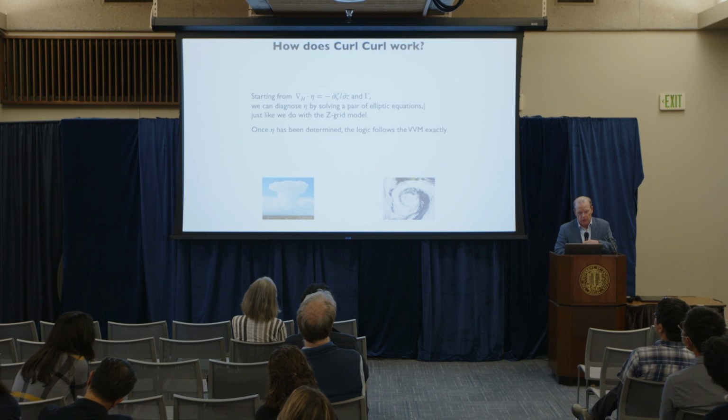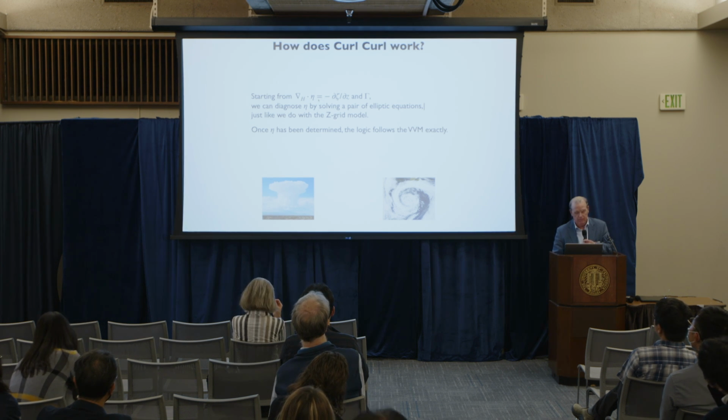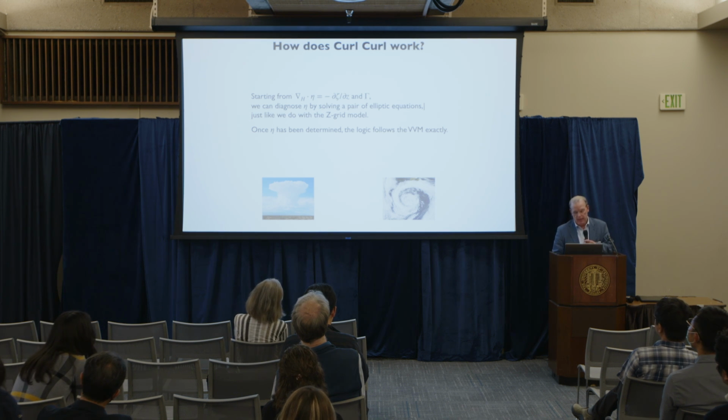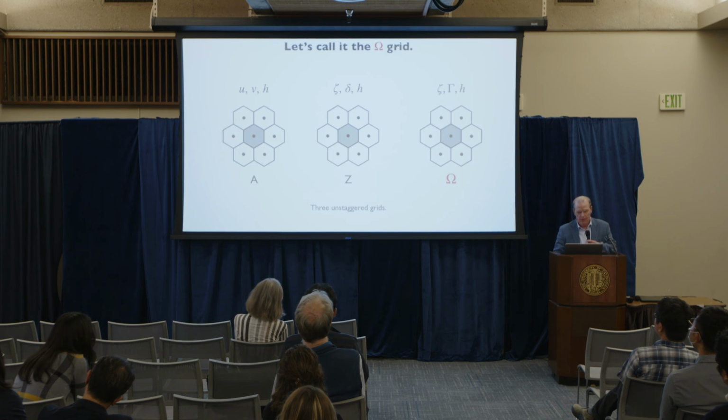So how does it actually work? Well, of course, you have to give initial conditions. So we'll initialize zeta and then calculate del dot eta from this. And we'll initialize gamma. And then the way to get eta is to solve a pair of two-dimensional elliptic equations at each level, just like with the Z-grid model. Once we know eta, we do exactly the same thing that the VVM does. And I won't explain all those steps, but that's in the Jung and Arakawa paper. So that's how it works.